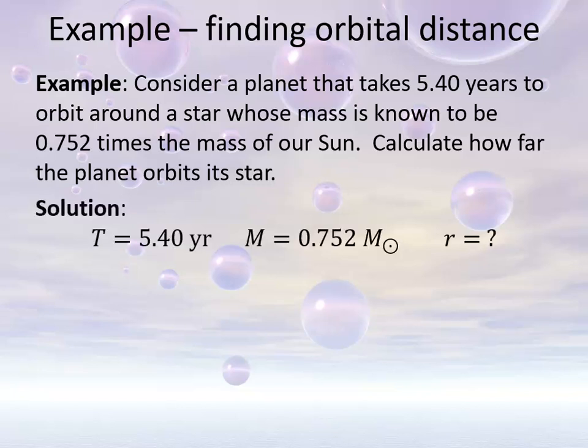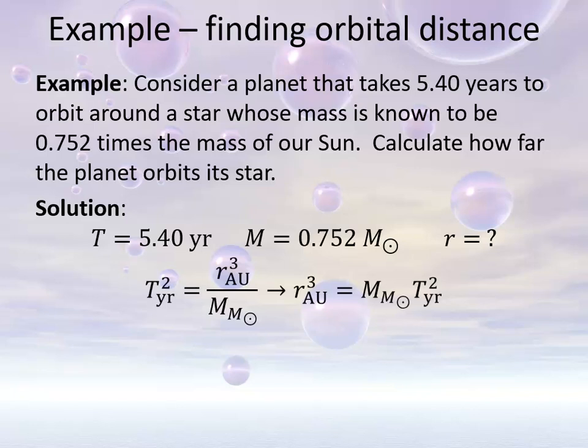All right, well, write our givens. Orbital period is known, the mass of the star is known. And notice that our units are years and solar masses, not SI units, because we're going to use that ratio form of the equation with the special units. Period squared in years is equal to orbital radius in AUs cubed divided by mass in solar masses. And we want the orbital radius, r.